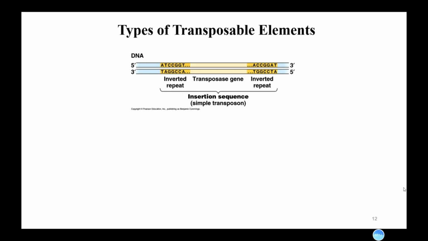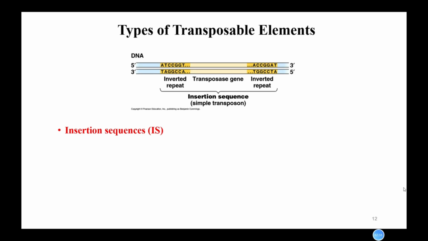Let's check the sequence, okay? For this strand of DNA, 5' to 3', it says ATCCGGT. Well, on this strand, if you read the sequence, it's ATCCGGT. So this pattern, we call it inverted repeat.